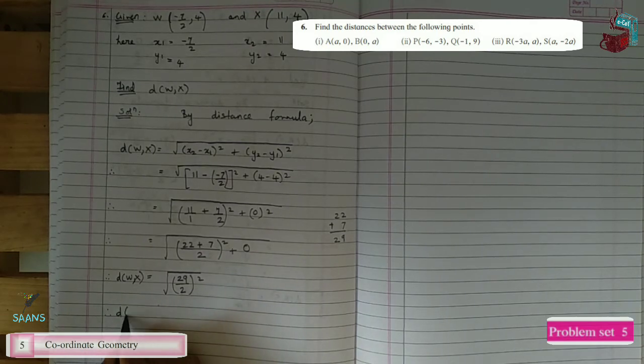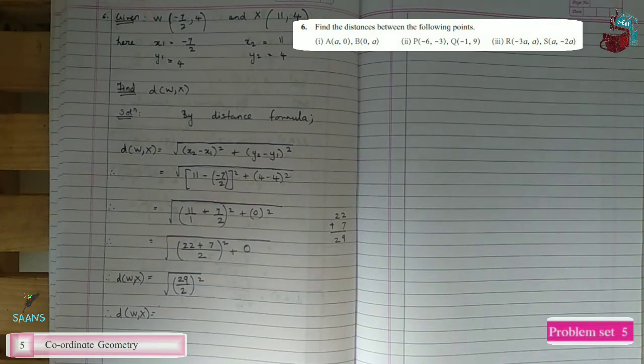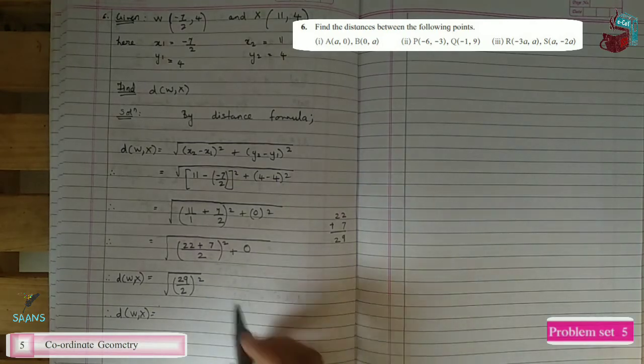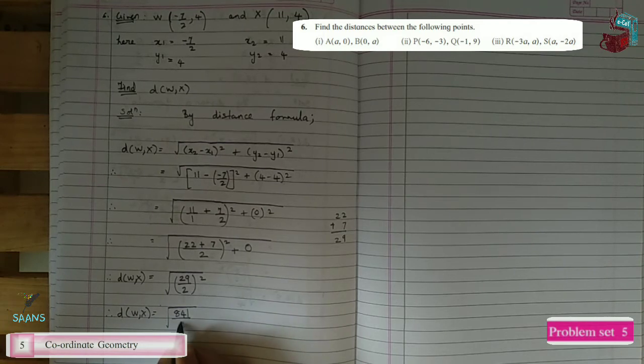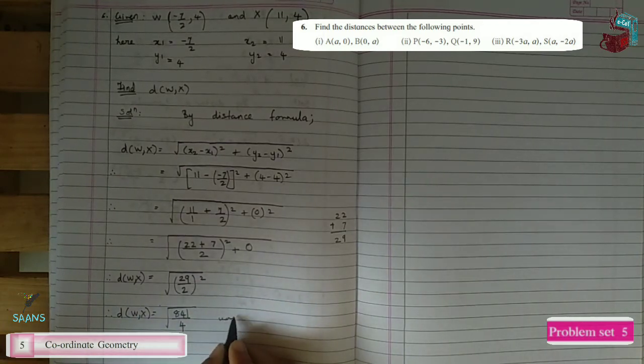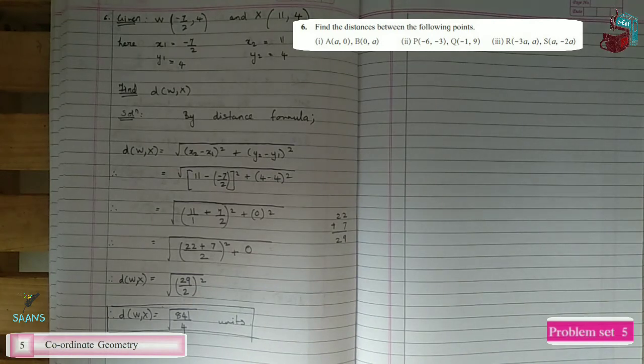Therefore, distance w comma x is equal to, okay, what will you all do? Do not leave it like that. Solve the sum. Okay, that's why you have to learn squares till 30. So it will be under root 841 upon 4 units. Okay. So that is your sum. Okay. Now we will see the next set of sums.